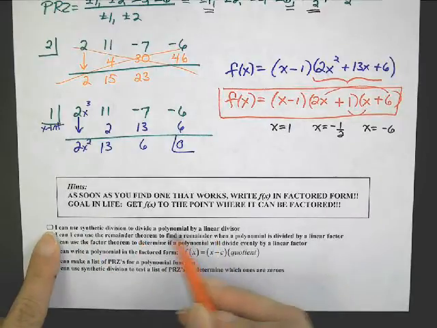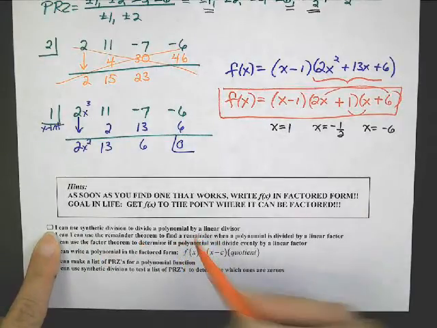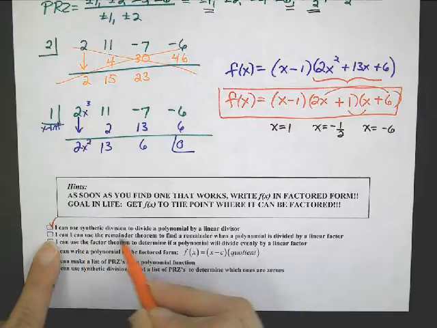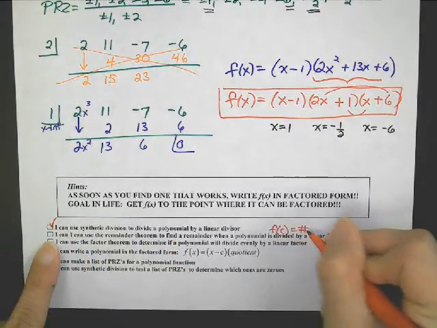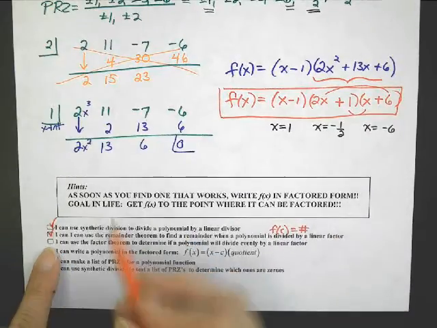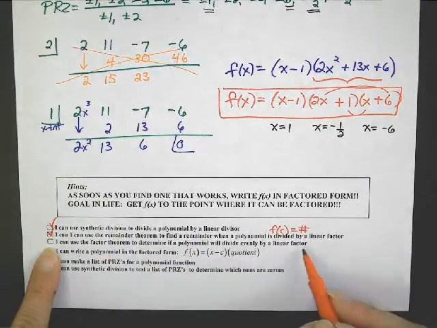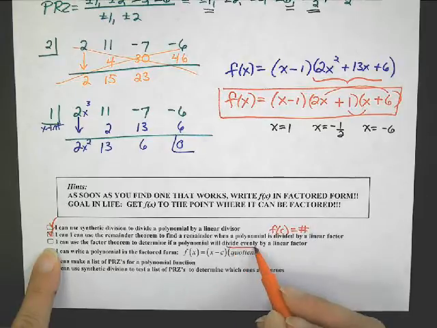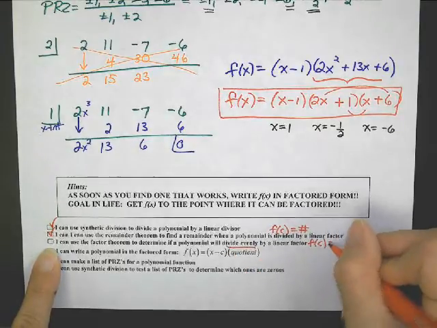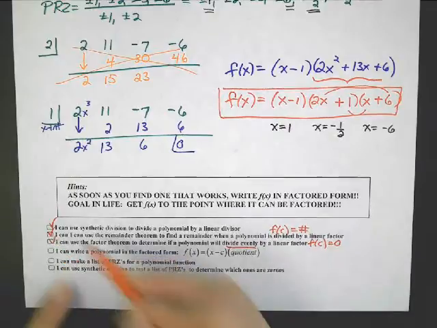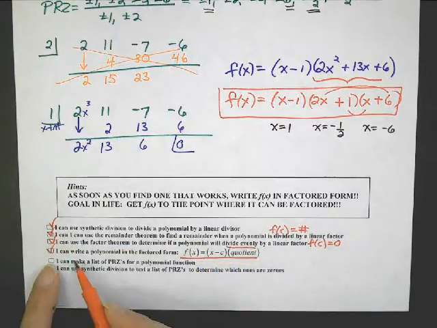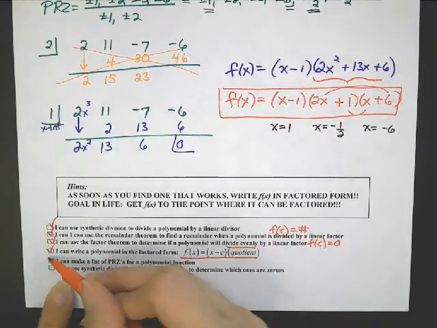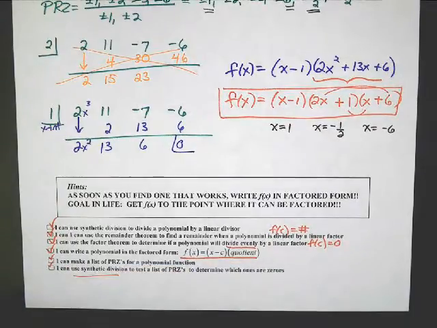Can you use synthetic division to divide a polynomial? Okay, you're going to get really good at that. Can you use the remainder theorem? So all that means is f of c, and then you get the number. It's not very useful. I can use the factor theorem to determine if it's going to be divided evenly. So what that means is f of your number gives you a 0. Can you write it in factored form? I sure hope so. Okay, I can make a list of PRZs. And then I can use synthetic division to test that list to find the one that works.